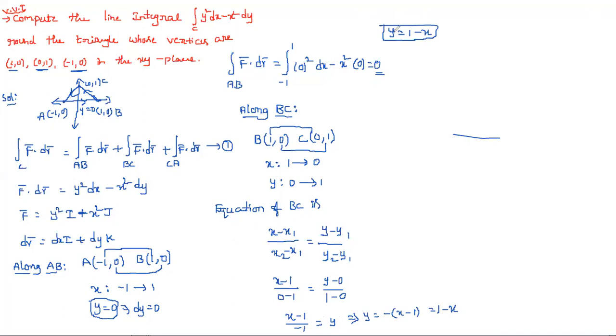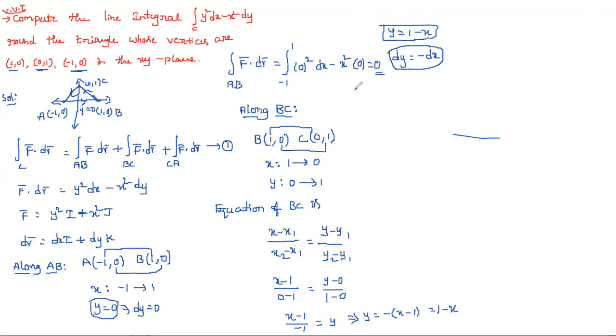Now we need to convert y in terms of x or x in terms of y. So that's why I'm applying differentiation on both sides. dy is equal to, the derivative of 1 is 0 and the derivative of x is dx. So dy is equal to minus dx.